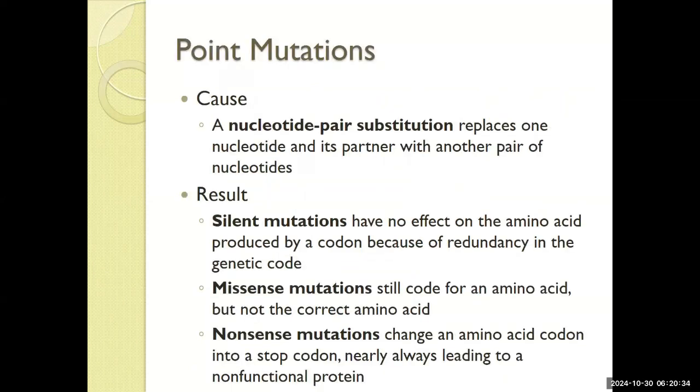Point mutations are caused by nucleotide pair substitutions, where one nucleotide is replaced by another one. The results can be silent, missense, or nonsense mutations. Know the difference between these three. A silent mutation changes the sequence of the genetic information, but it's considered silent and not harmful because the overall amino acid has not changed. This is due to redundancy in the genetic code.